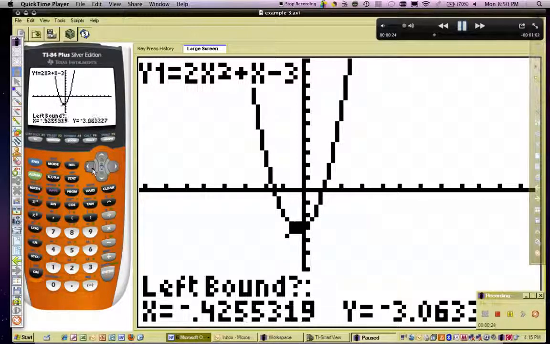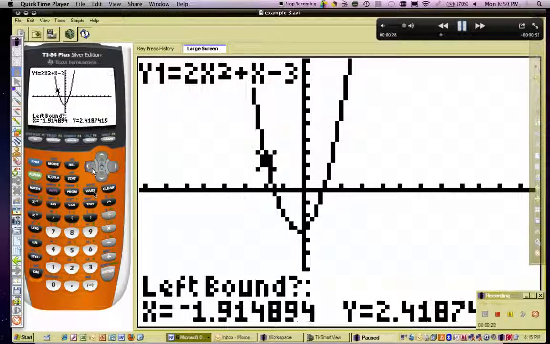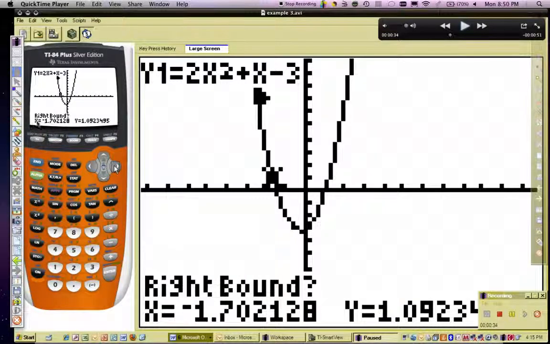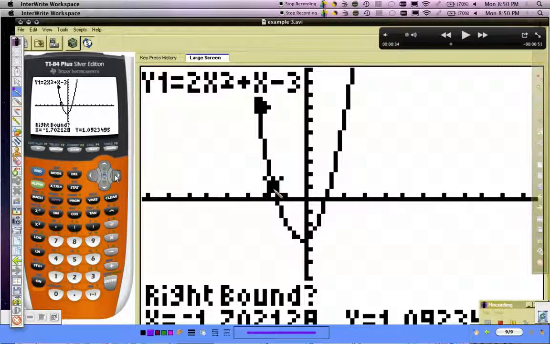You want to use the left and right arrow keys. The up and down keys won't do anything for you here; they're used to jump to different graphs. Where I am was close enough, so I pressed enter. Now you'll see that something that says right bound comes up. The right bound is just on the other side of wherever my 0 was. So if my left bound was somewhere over here, my right bound is just on the other side of that 0, and I need to move the cursor there and press enter.